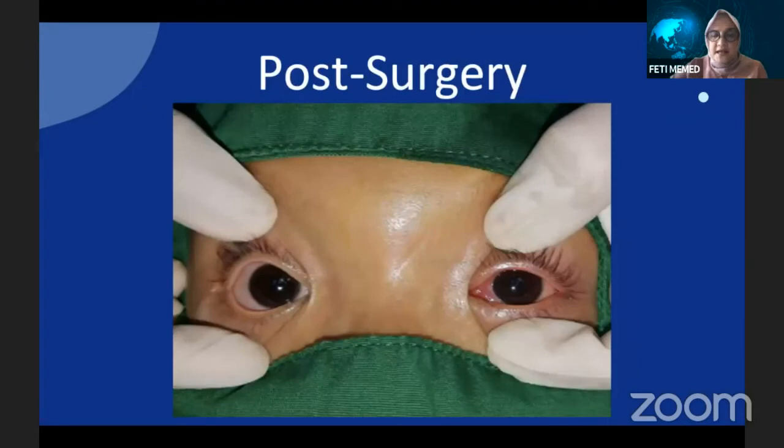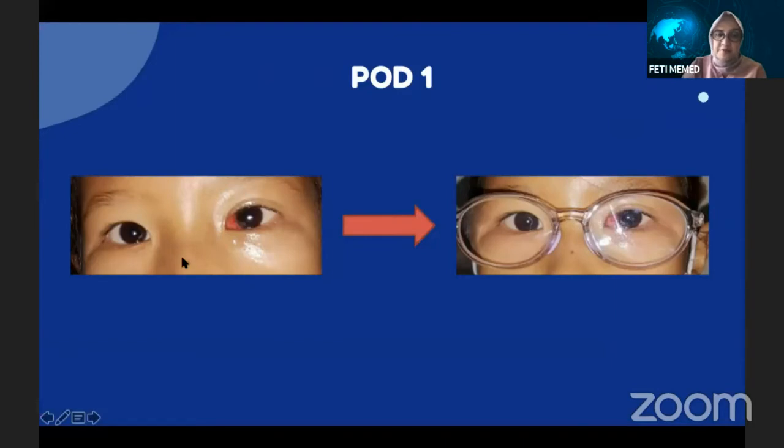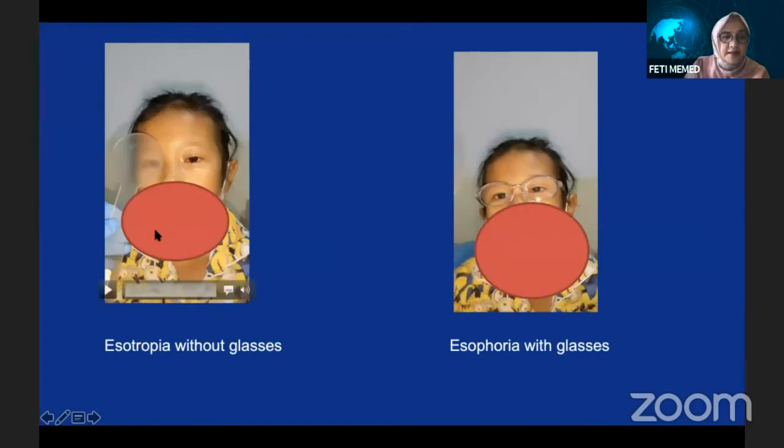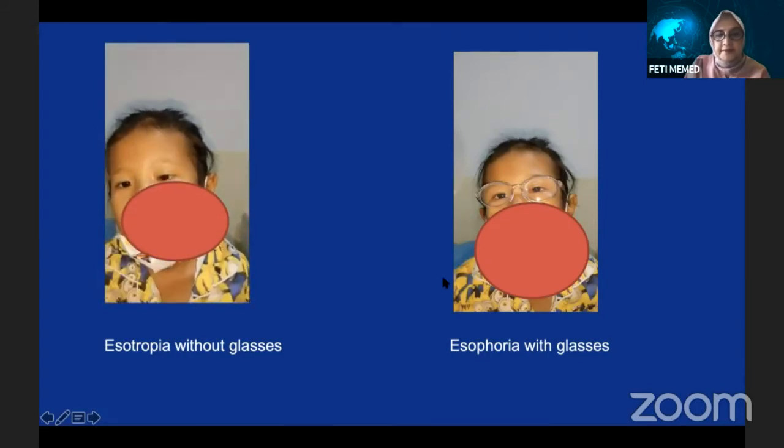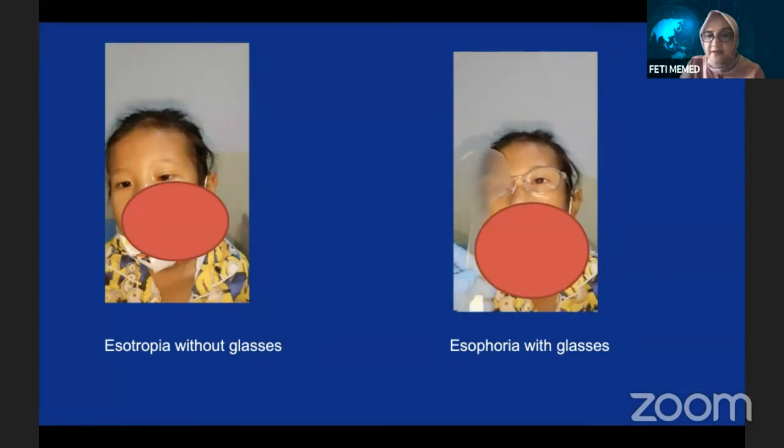So this is just post-surgery, and then this is post-operative day 1. Still esotropia without glasses, and this is orthotropia with glasses. And I did the cover test without glasses. There is still esotropia here, and with glasses no esotropia but still esophoria.